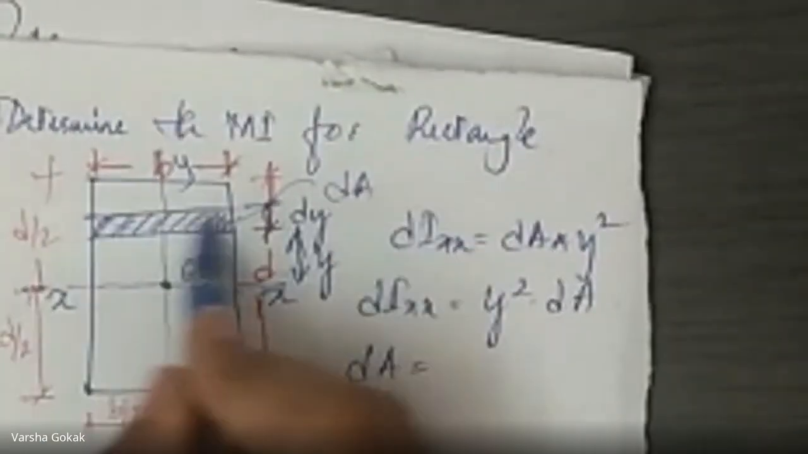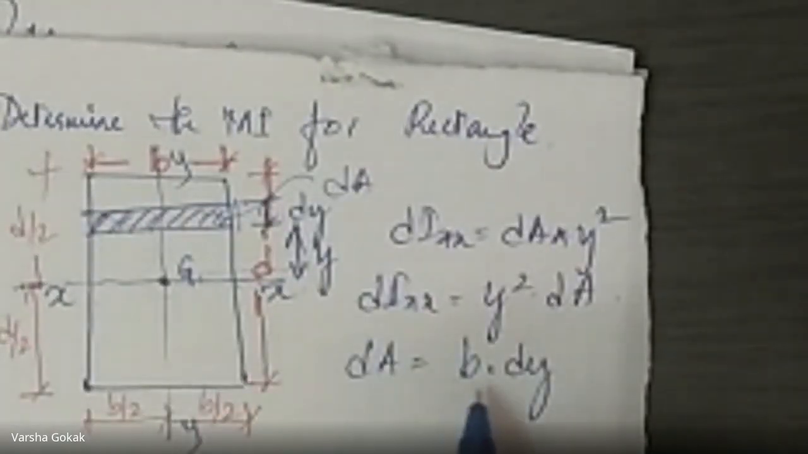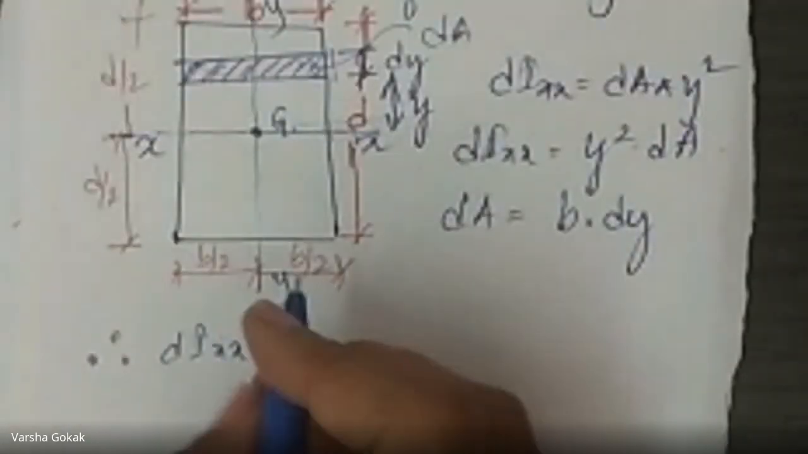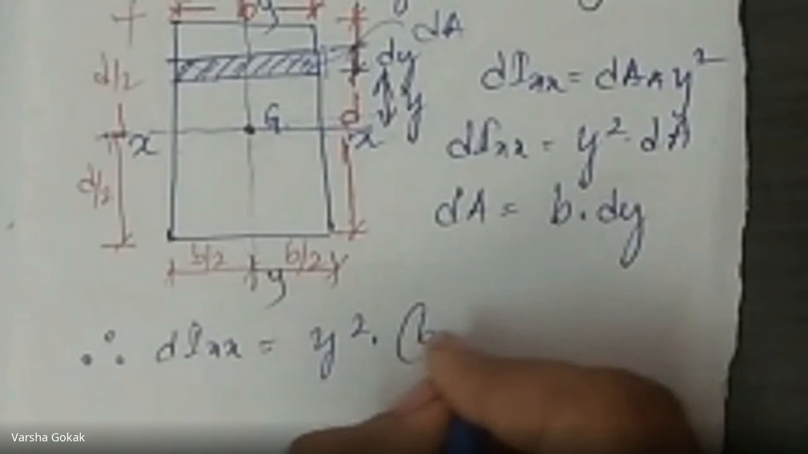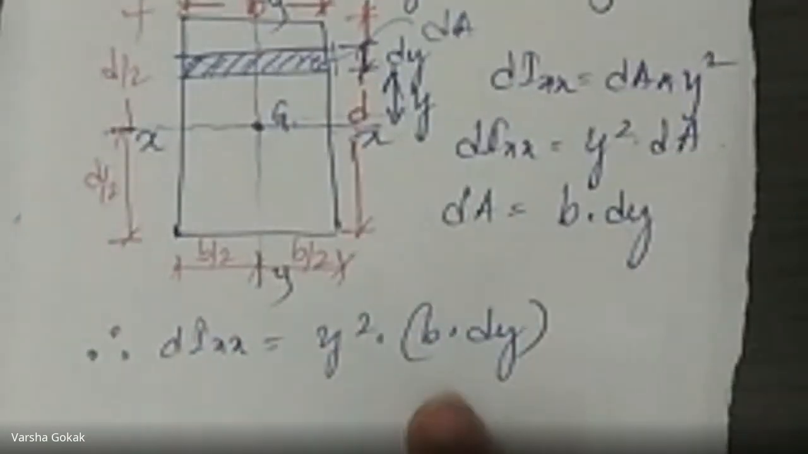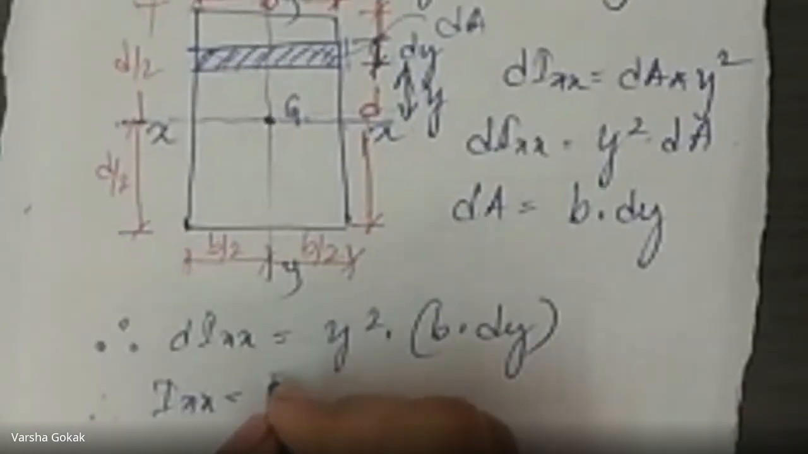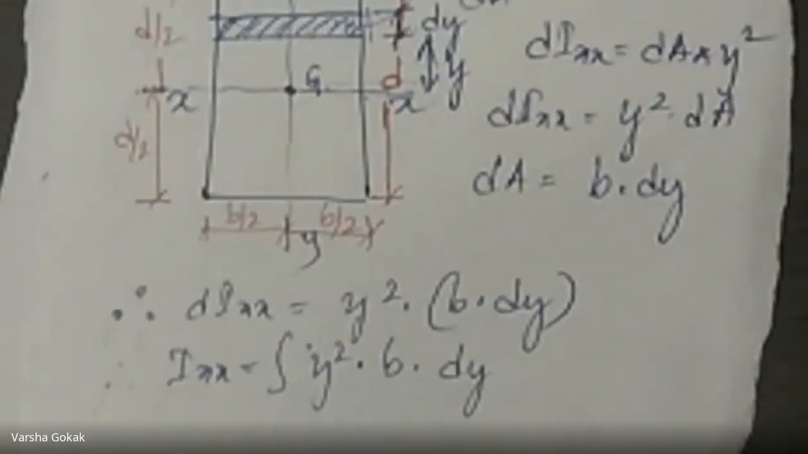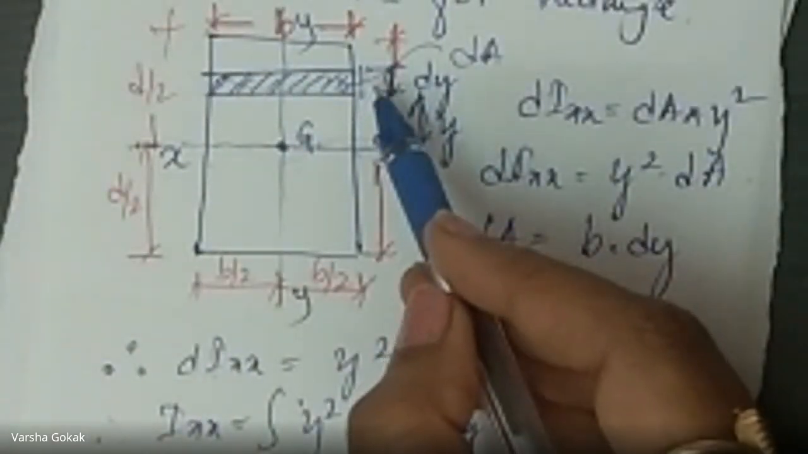Now what is dA? Elemental area. From the figure, for dA I can write b into dy. That is length into breadth because it is a rectangle, b into dy. Therefore, dIxx I can now write as y square into dA, and instead of dA, I will write b into dy. I'll substitute for dA, b into dy. Okay, so now if I want Ixx, it is going to be the integration of this, that is y square into b into dy.